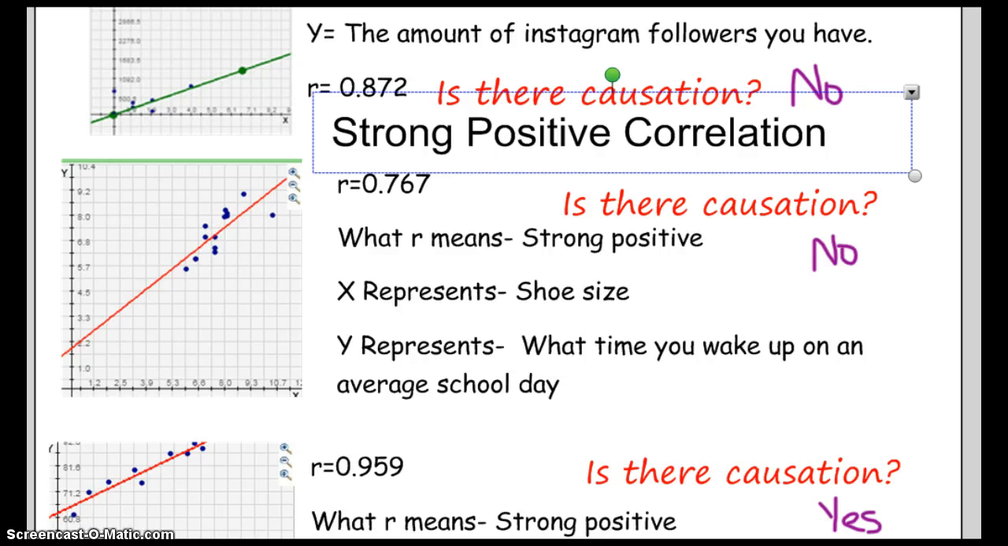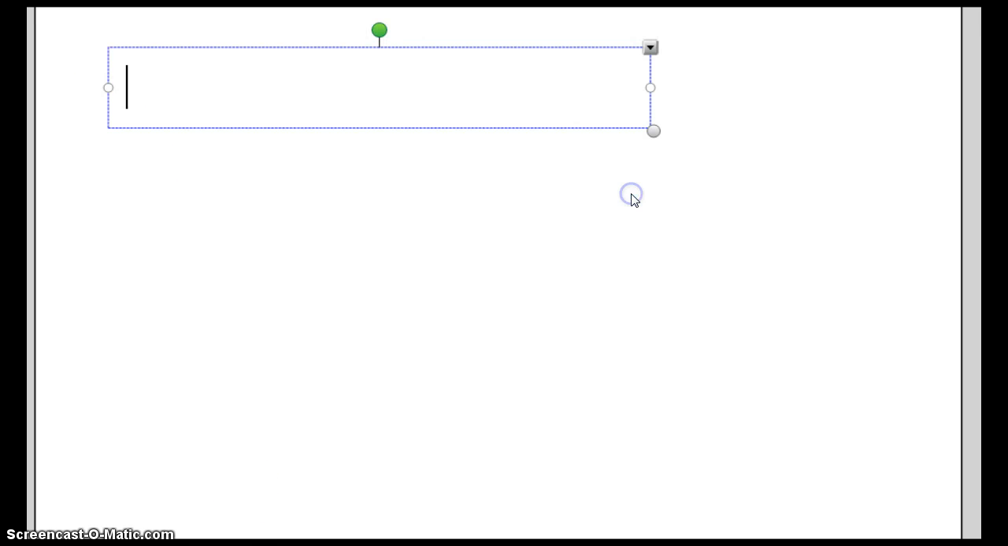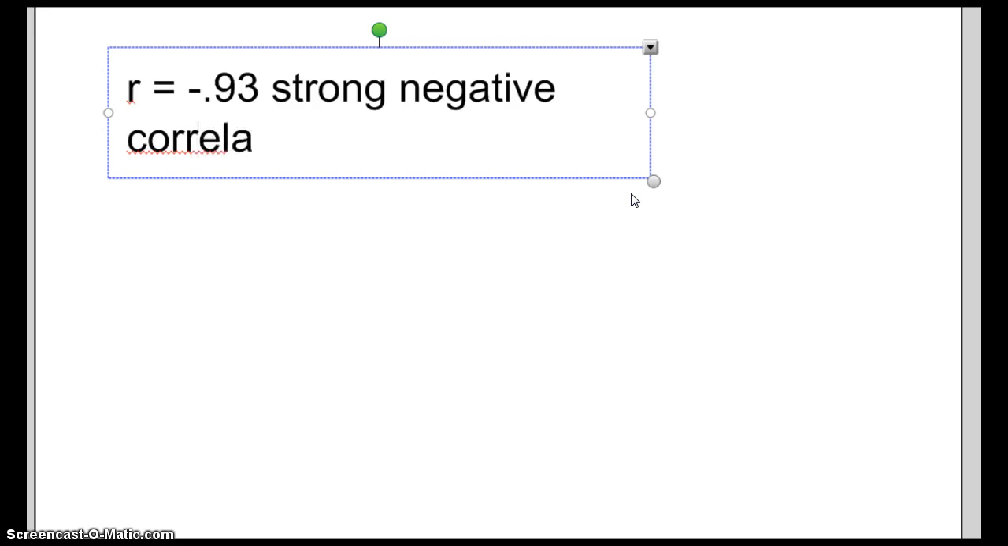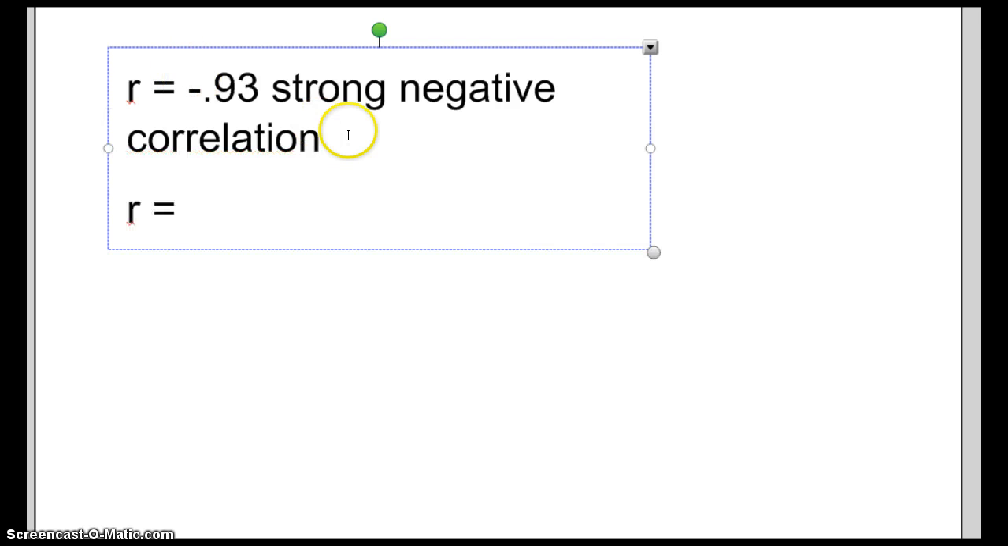So what would it look like if it were going to be weak negative or weak positive? If you have a correlation coefficient of, let's say, -0.93, that's going to be strong negative correlation. Again, the negative just lets us know that it has a negative slope, but it is very close to -1. What about r equals -0.32? It's still negative, but that's going to be a weak negative correlation.